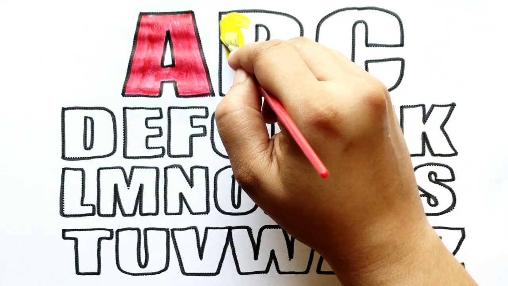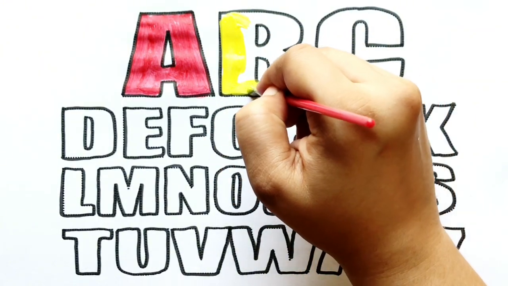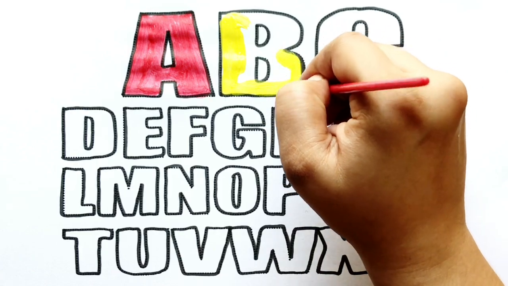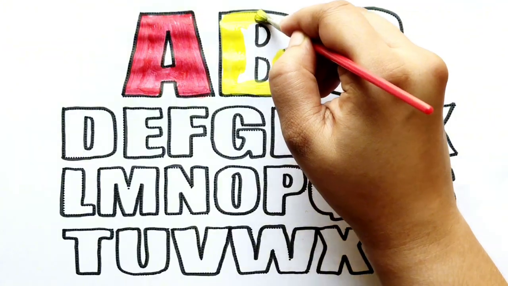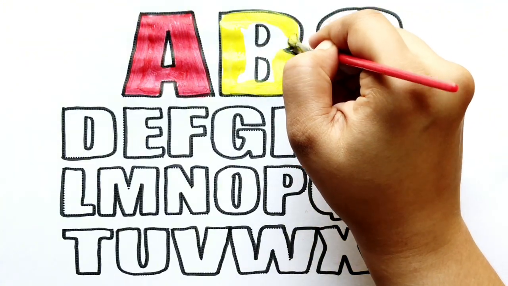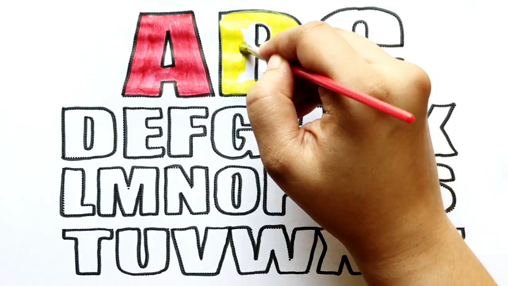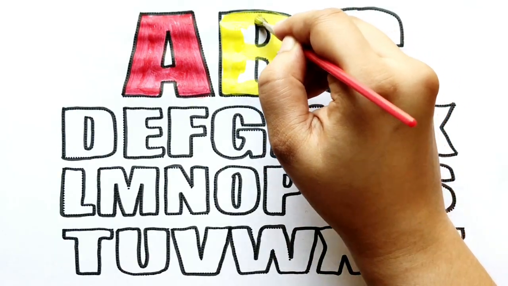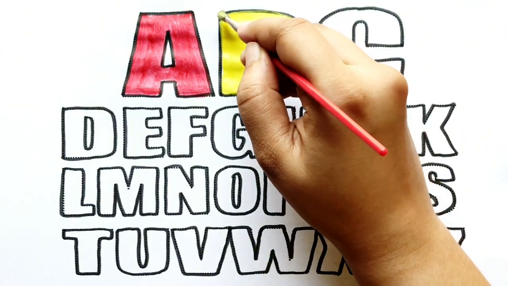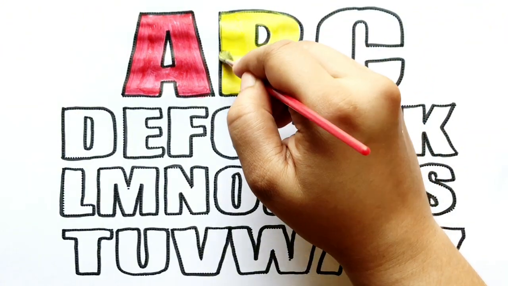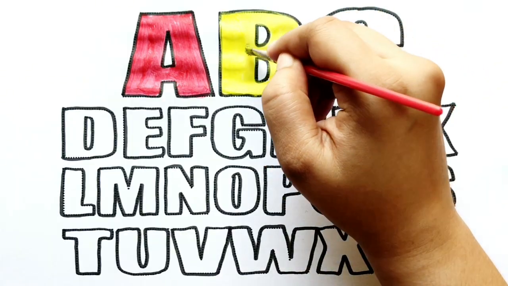Next time, won't you sing with me? Yellow color, B for banana. A, B, C, D, E, F, G, H, I, J, K, L, M, N, O, P, Q, R, S, T, U, V, W, X, Y, and Z. Now I know my ABCs.